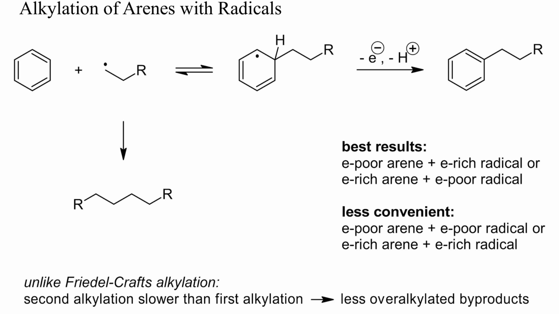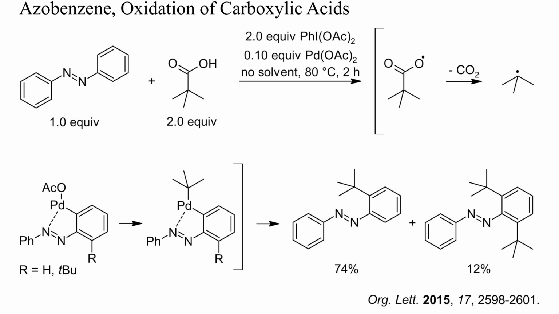Unlike in the Friedel-Crafts alkylation, where the product becomes more reactive, an electron-rich radical will enhance the electron density of an electron-poor arene and thus slow down a second alkylation. Thus, alkylations with radicals will yield less over-alkylated products than Friedel-Crafts alkylations. A further advantage is that carbon-centered radicals do not rearrange as readily as carbocations. Let's check some specific examples.